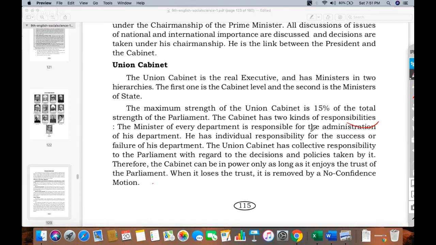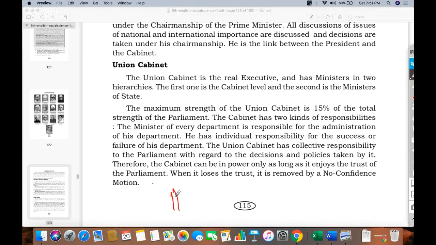The cabinet has two kinds of responsibilities. The minister of every department is responsible for administration of his department. Every minister will take care of his department, and then there comes collective responsibility. Collective responsibility means that when any minister is working for the government, he is obviously individually responsible for his department, but there is a collective responsibility with regard to decisions.